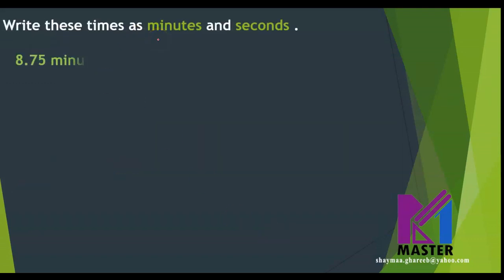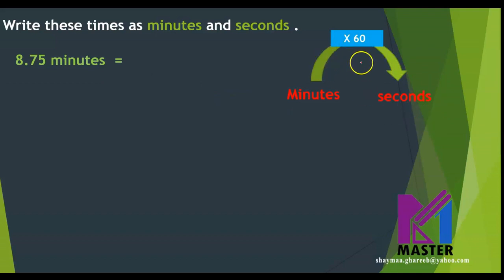Write these times as minutes and seconds. This time we are going to write the time into minutes and seconds. We said in order to change it from minutes into seconds, we also multiply the number by 60. And I have a decimal number, which will be a bit harder than changing into fractions. So let's see. You can multiply 8.75 times 60, which means times 10, then times 6. Or we can think of it as a fraction of the minute.